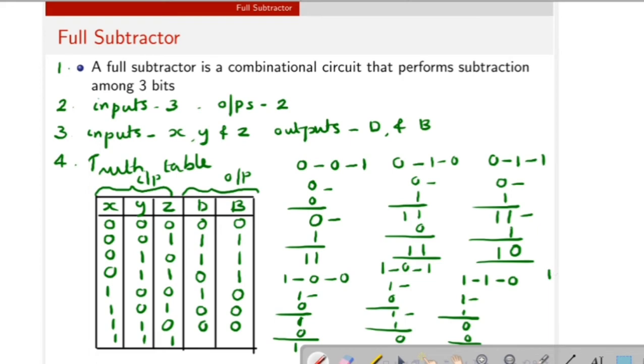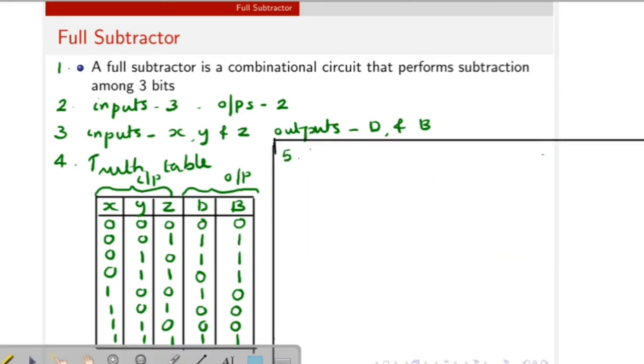Next is 1 minus 1 minus 1. 1 minus 1 is equal to 0. Then 0 minus 1 is equal to 1 with a borrow. So here the difference is equal to 1 and the borrow is equal to 1. Okay, so this is the truth table for the full subtractor.